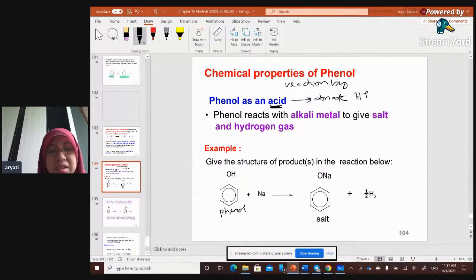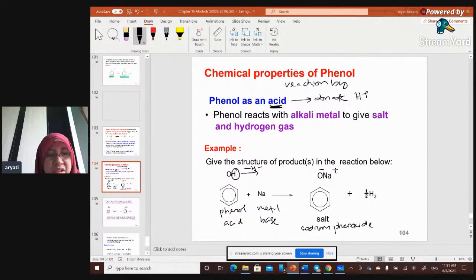Dia jadi acid. So sodium is base metal. So tindak balas antara acid dengan base. So dia akan produce garam. So phenol donate proton H+. So dia akan jadi O-. Sodium jadi Na+. So this is sodium phenoxide. Sodium phenoxide is a type of salt and it will release hydrogen gas. So kat sini H ada 1, hydrogen gas H2. So kamu kena letak sini 1/2 to balance the equation.